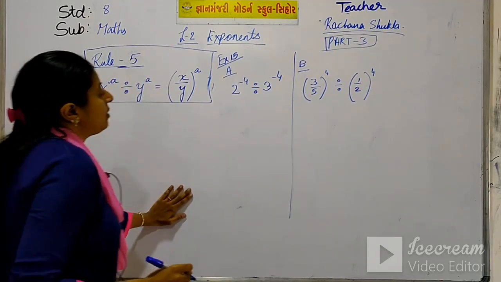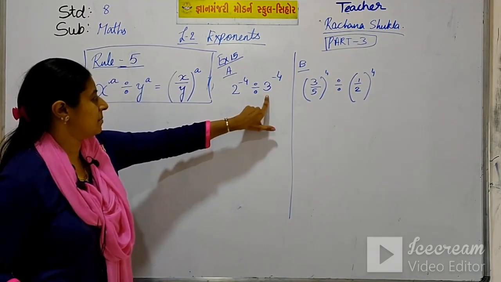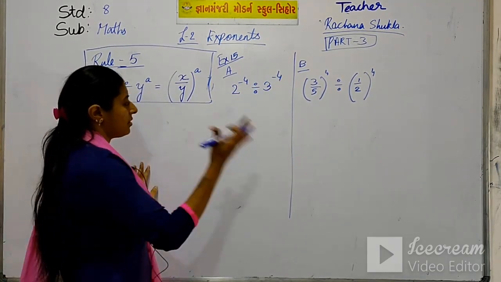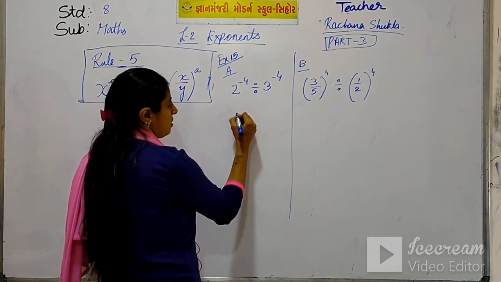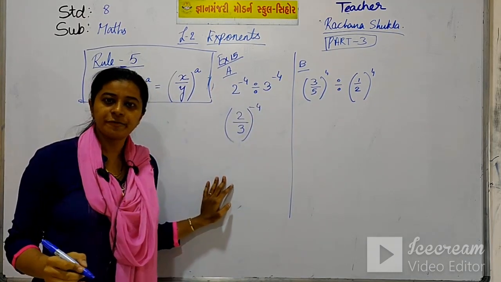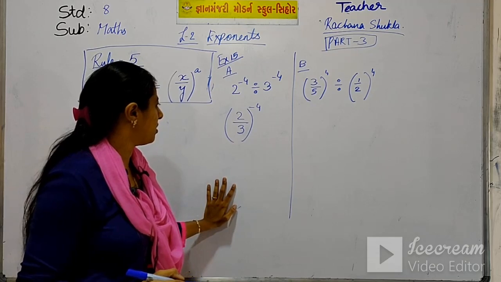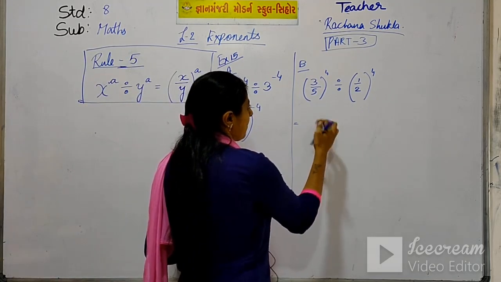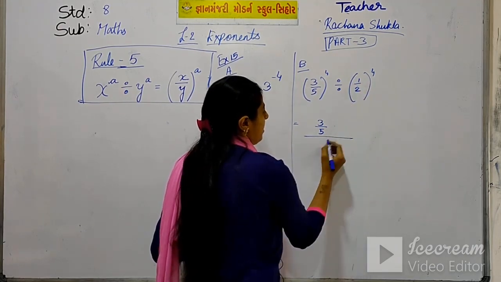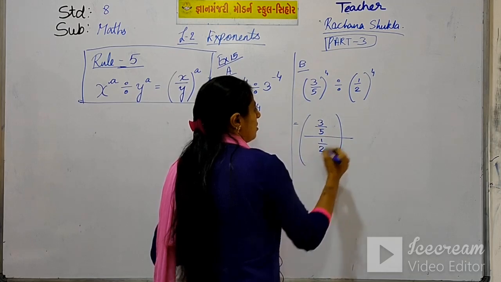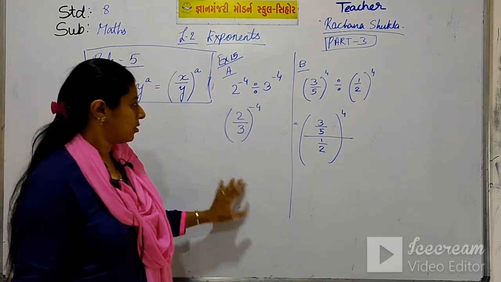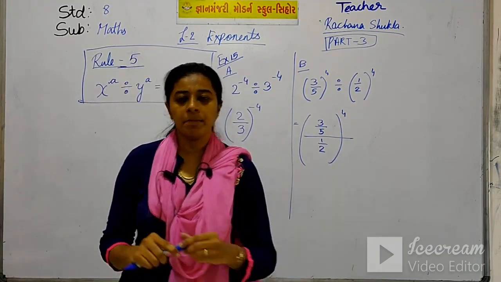Now the first one: see the different bases and the powers are same. So divide it. How to divide? 2 upon 3 to the power minus 4. Like this way you will solve your sum. And here, divide both things: 3 upon 5 divided by 1 upon 2, to the power 4. Like this way you will solve your sum. Okay, note down this sum in your example book.